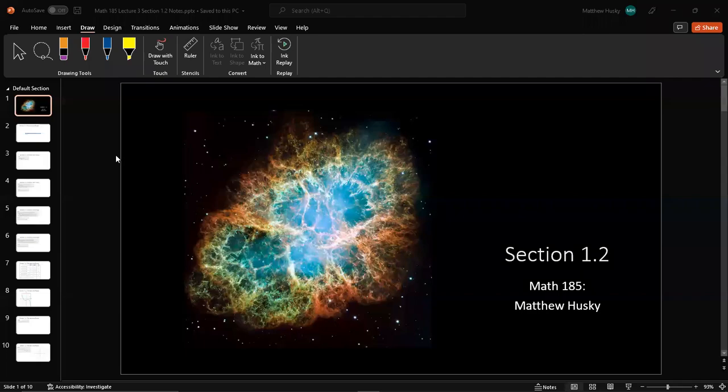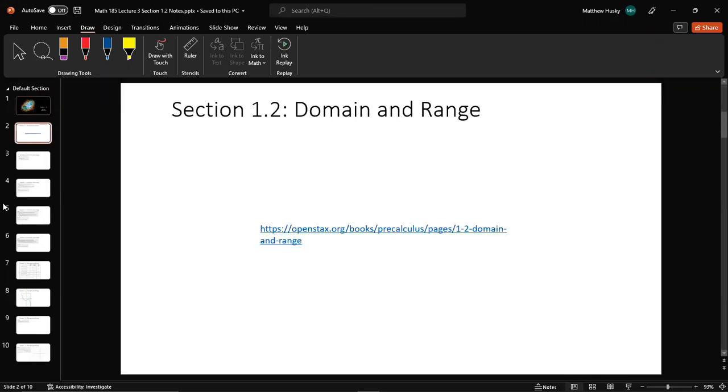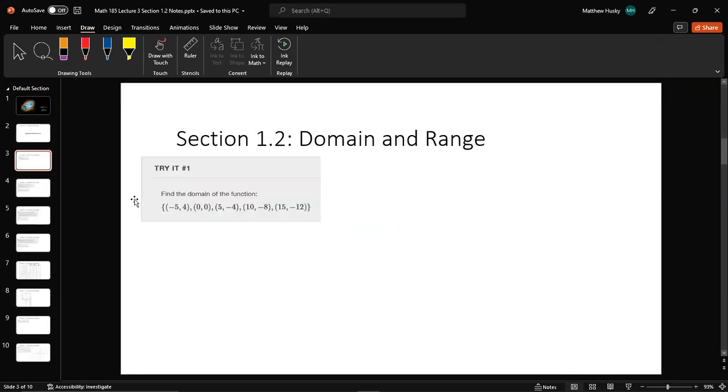All right, hello, hello. We are going to talk about section 1.2 here. There's the link to the textbook there that goes with it. And here we're going to talk about the domain and the range, which we kind of mentioned a little bit last time. And we're going to look at that in some more detail here.